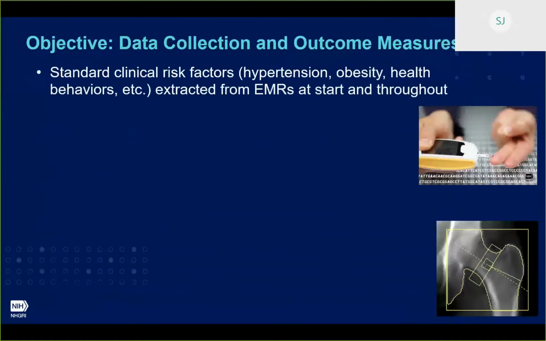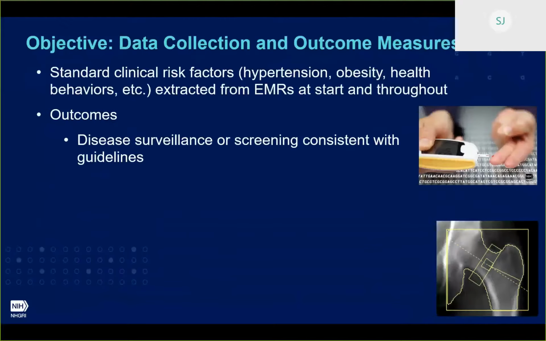The idea in terms of collection of outcomes, understanding this is over a 4-year period, we'll have to be mindful of that in terms of when we're looking for outcomes. So this can include hypertension, obesity, health behaviors that can be extracted from the electronic medical record. As we're following these individuals, we'll look at those outcomes. It can be such things as disease surveillance or screening consistent with guidelines. It also can include if individuals that meet certain criteria that the drug is selected and consistent with guidelines or expert opinion.